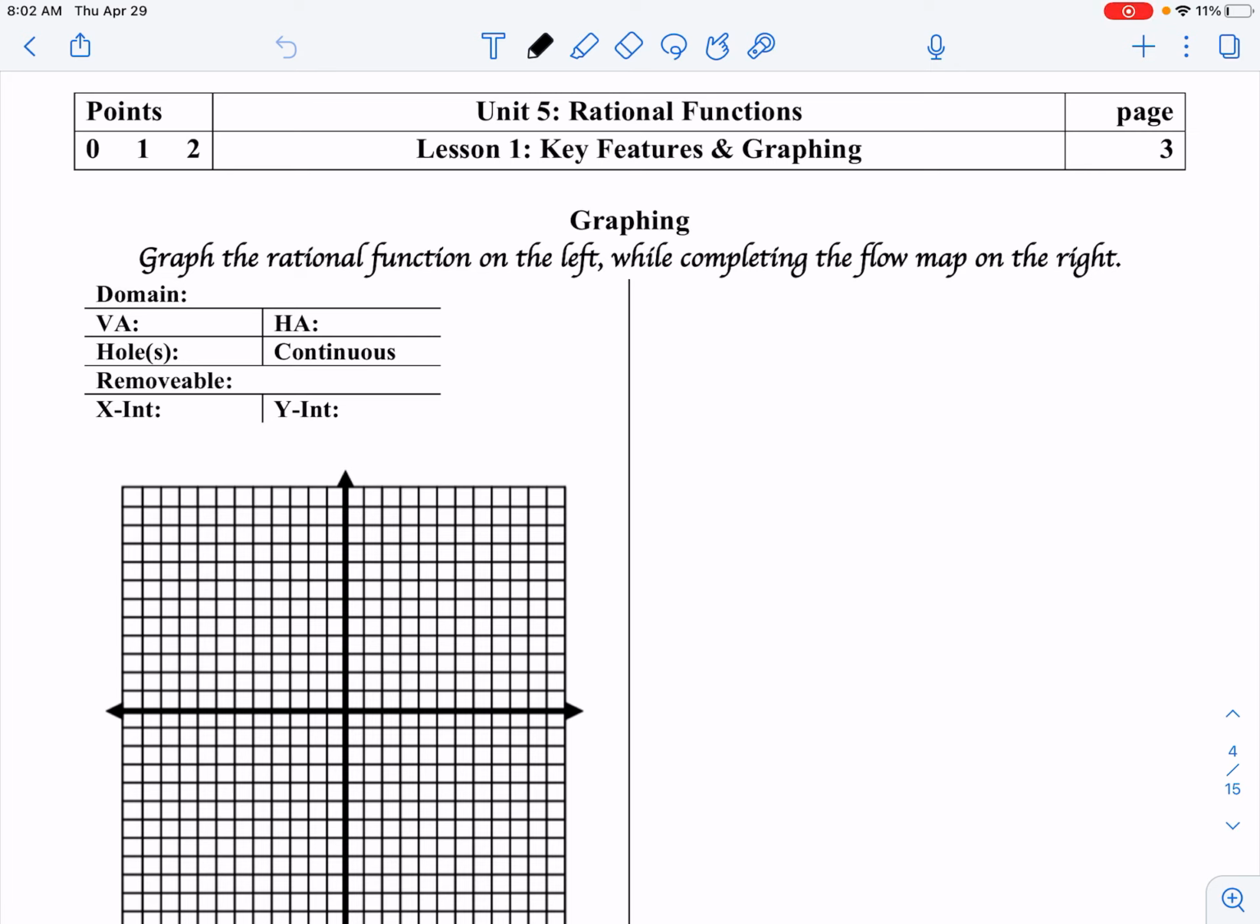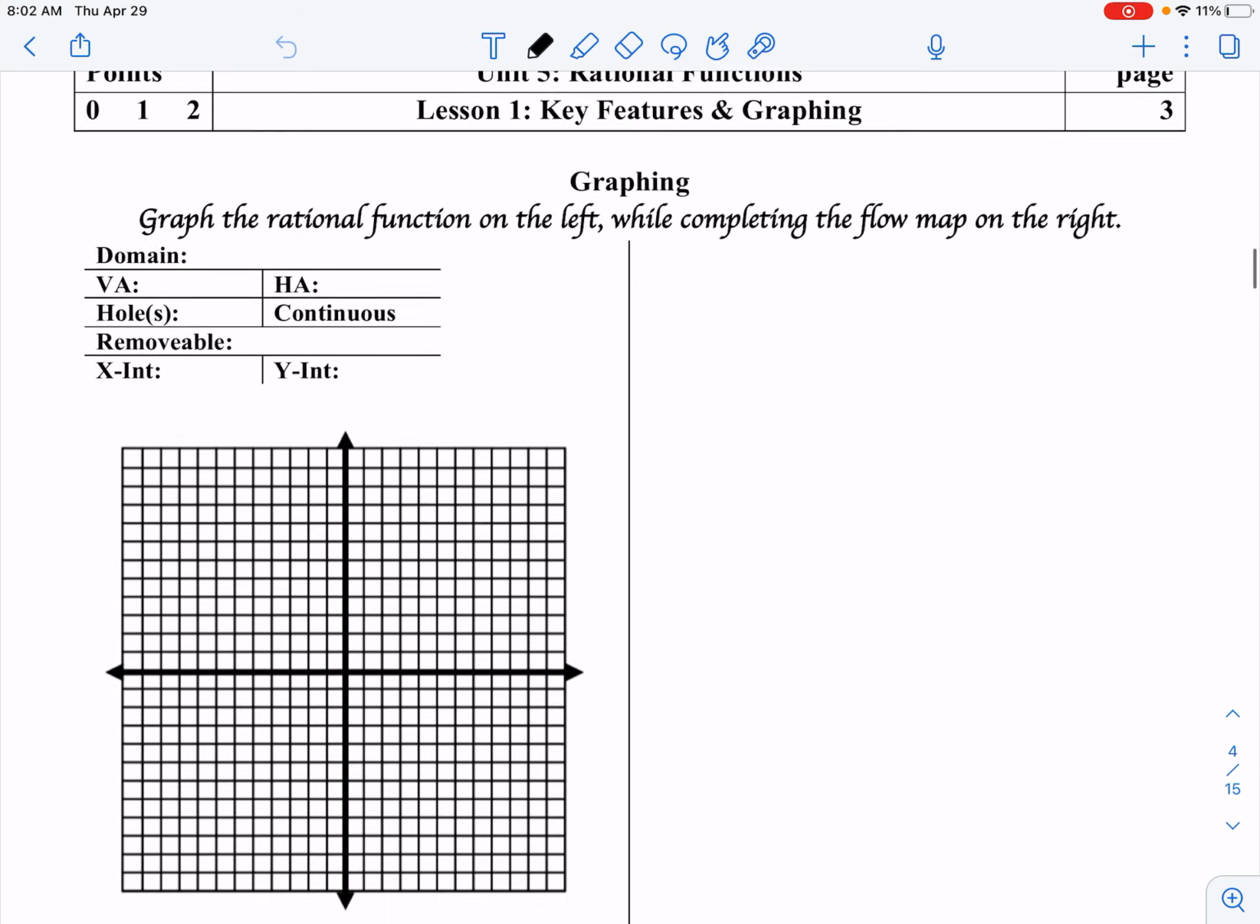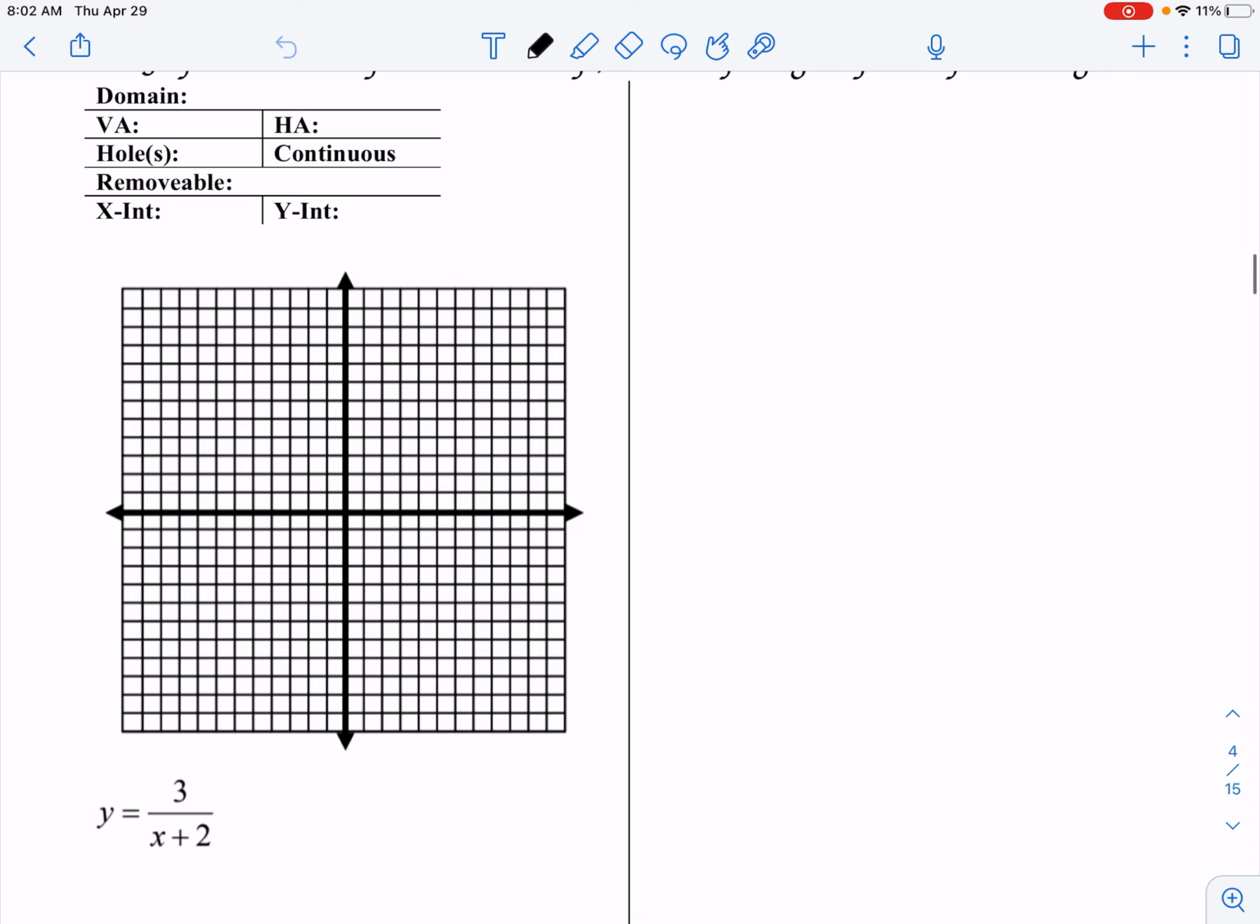In today's video, we're going to learn how to graph a rational function. On the left, I have a rational function, and then on the right, I would use that place to write a flow map as far as the actual process. Now, this is the process that I do. As long as you get to the end result, there's no set rules or route that you have to take.